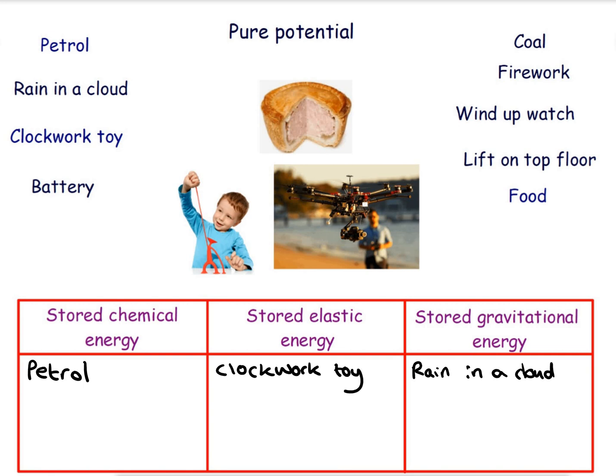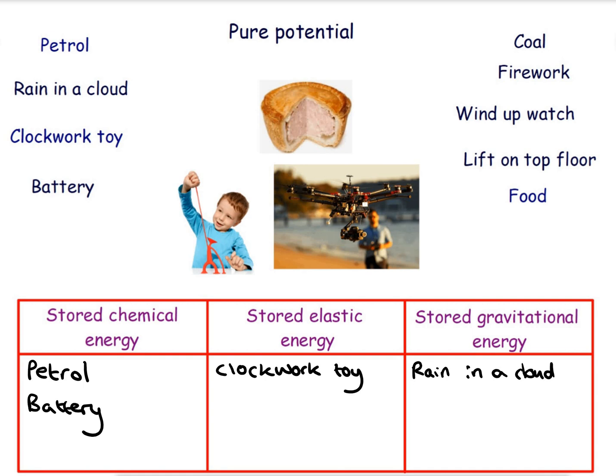So when you wind up a clockwork toy, you're giving the toy stored elastic energy. When you let go, then that elastic energy can be changed into other types of energy, depending on what the toy does. It might make a noise, so turn it into sound energy. It might move. The next example we've got then is a battery. So within a battery, again, you will have stored chemical energy, as we mentioned earlier, which can be changed then into whatever energy you need it to do.